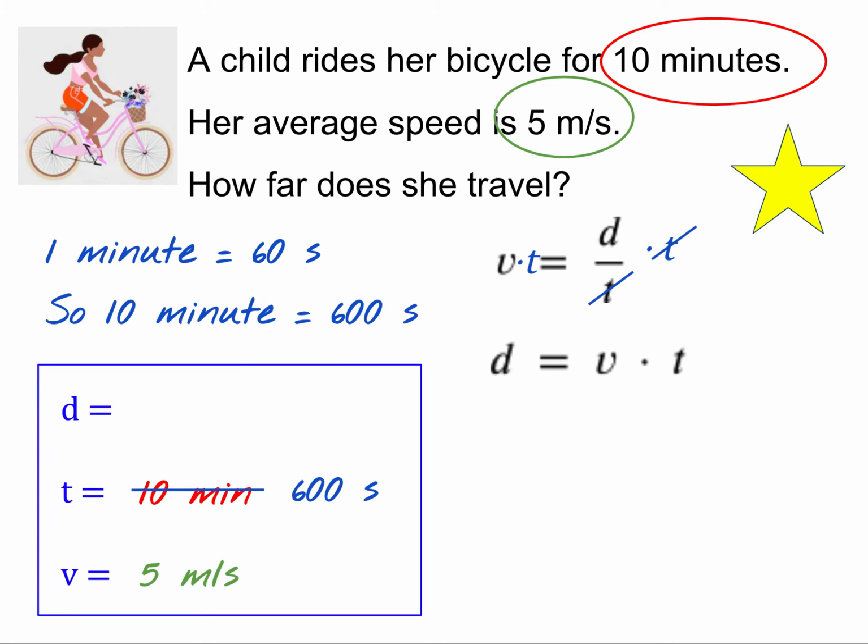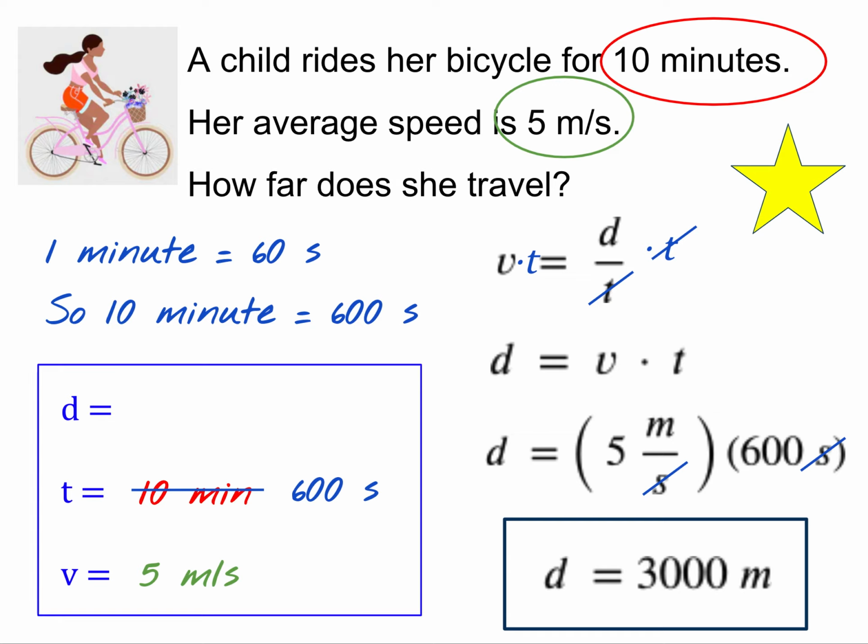So maybe we might want to change that in our organization as well to make sure that when we put our numbers into the equation, we put the correct value of time so that the seconds will cancel out and give us just meters for our answer. And then again, we just do the math that's in front of us. 5 times 600 is 3,000.